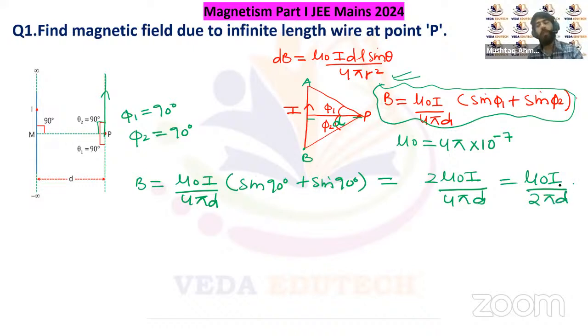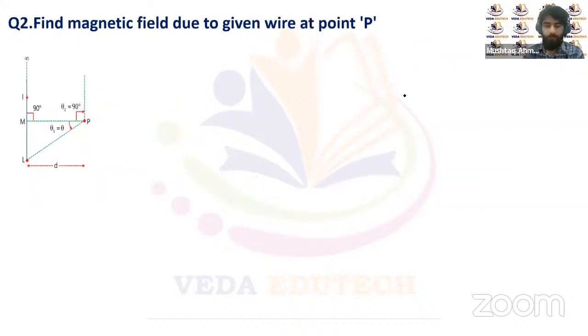So this is the net magnetic field because of this infinite current carrying wire, right? Due to this infinite current carrying wire, this is the net magnetic field at this point P. So this equation is a very important equation with respect to the current carrying wires subtending angles phi 1 and phi 2 by the two ends of the wire at this point P, right?